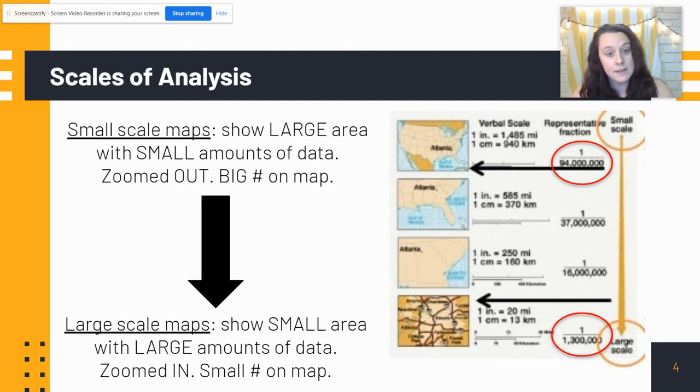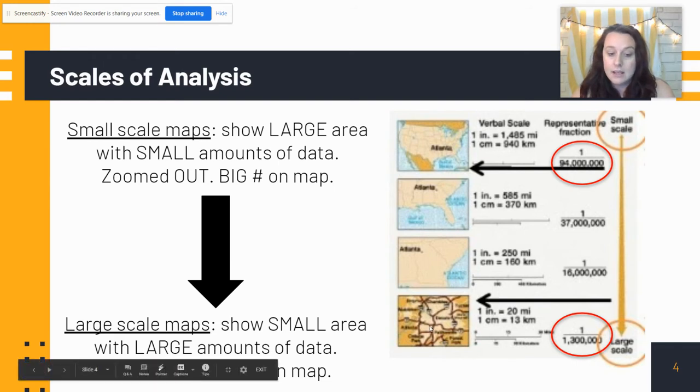If it's a small scale map, I'm not going to be able to see a lot of data, a lot of detailed information. I'm going to see a larger area that's very zoomed out. And the fractions and numbers that are actually labeled on the map are going to be larger, right? So opposites. Whereas that large scale map is going to show a very small area, and it's going to show a lot of data, and the numbers are going to be smaller.